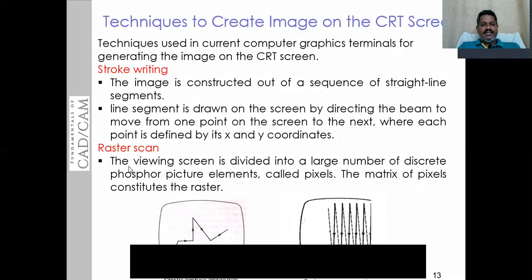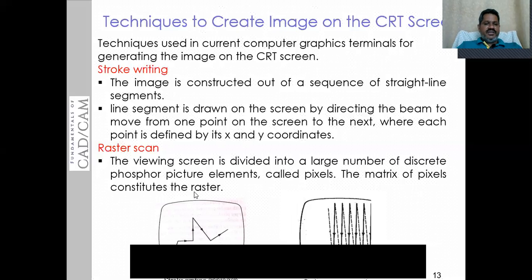Then you have a raster scan. In this case, the viewing screen is divided into a large number of discrete phosphor picture elements. That means the screen is divided into small grids, picture elements called pixels. We can also call those pixels. The total screen is divided into a large number of discrete phosphor picture elements called pixels.